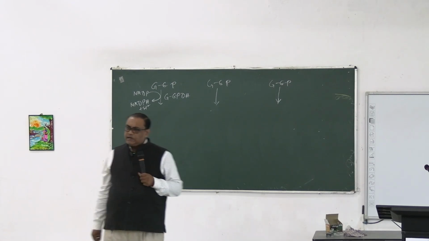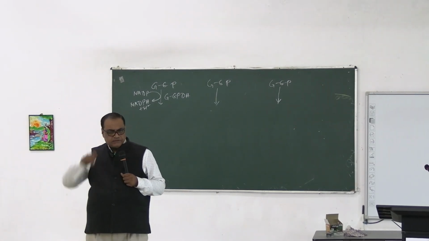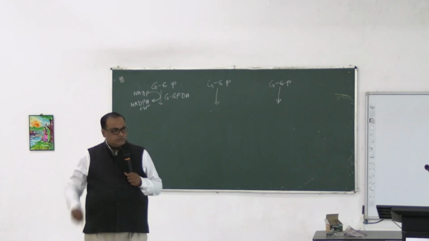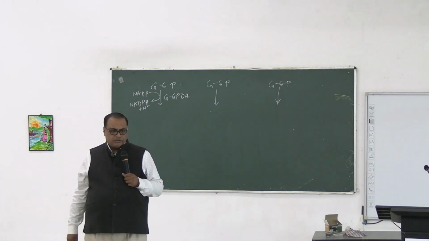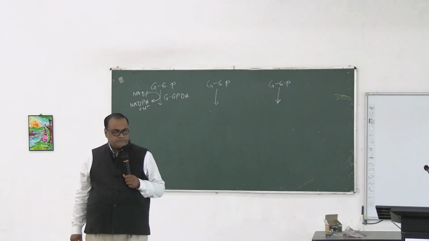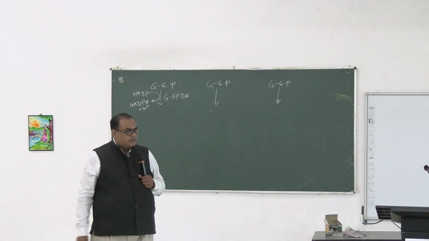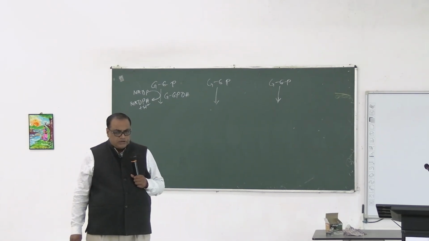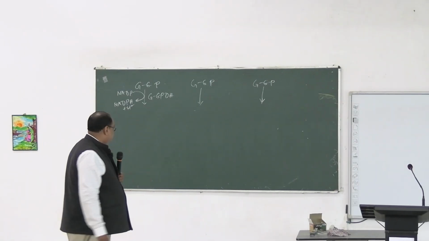See, it is taking up 2 electrons. That means this is what? Glucose 6-phosphate, this is aldehyde. So, if you take up electron, then what will happen? Aldehyde, see what is the product? 6-phospho, gluconolactone.